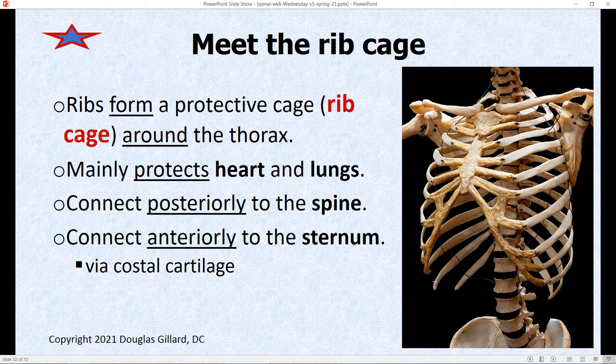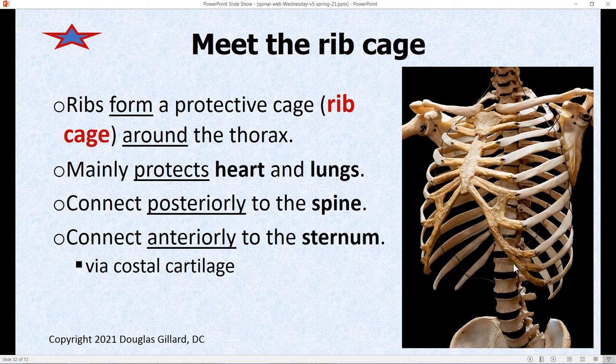They don't connect to anything, do they? Look. There's no costal cartilage. These are just kind of hanging in the wind. That's why they're called false ribs. In general, you could say the rib cage protects the heart and the lungs, or protects the thorax.